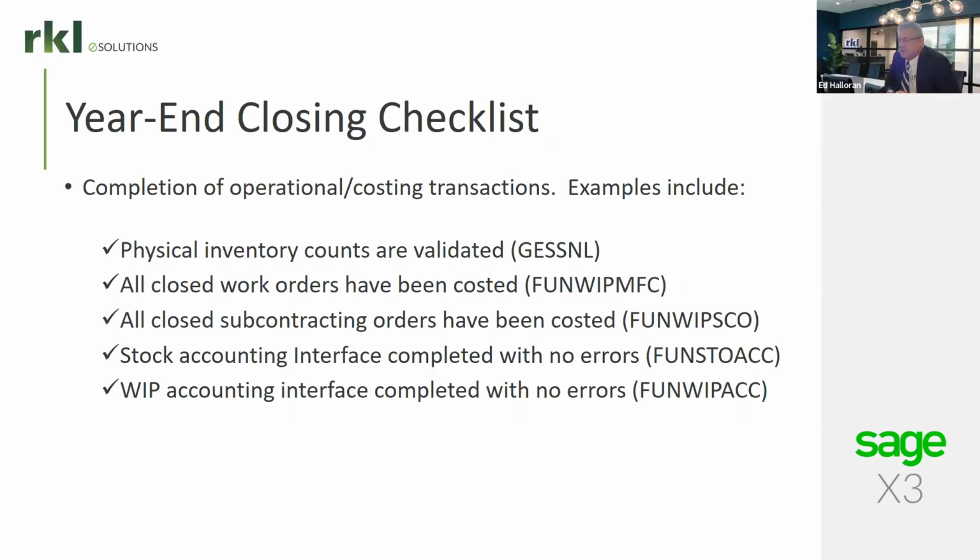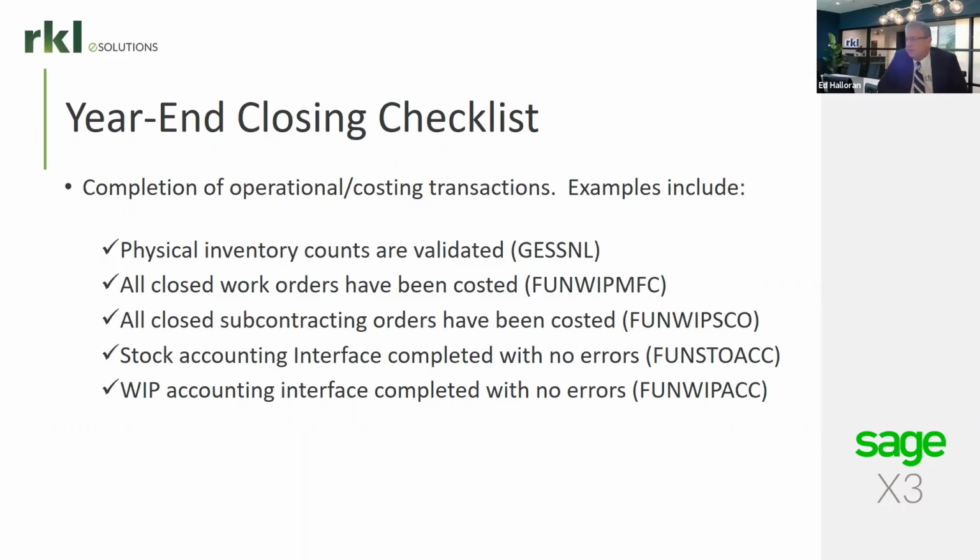The stock accounting interface must be completed with no errors. So if you're running the stock accounting interface as a recurring task in X3, you'll want to run that manually and confirm there are no errors in there, because you don't always get an error message. I don't think anybody's actually getting any kind of alerts about errors in the stock accounting interface. So you need to actually run it manually and confirm that there's no errors.